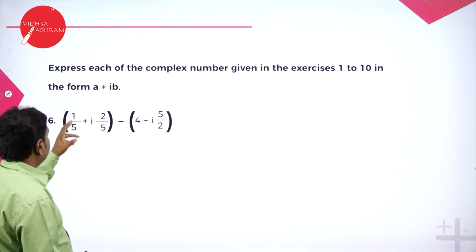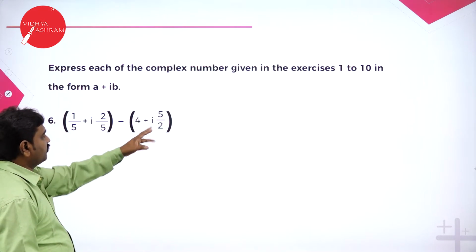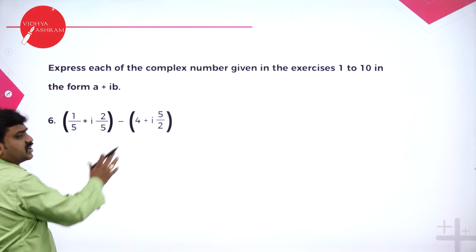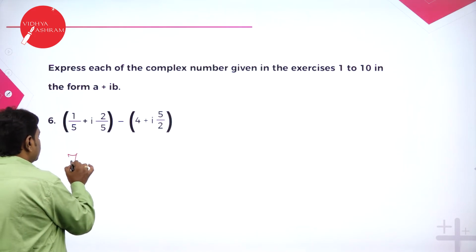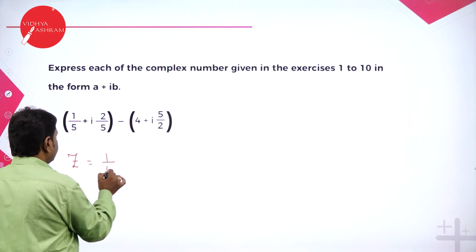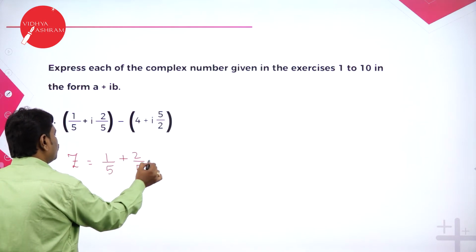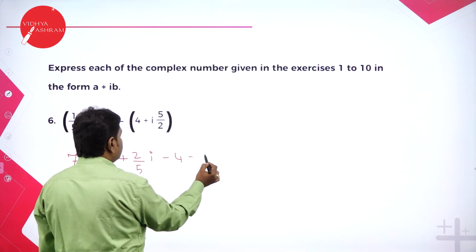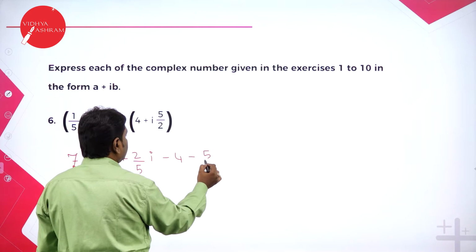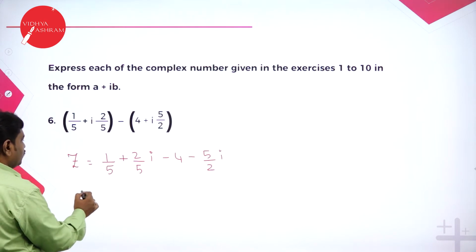Now 1 by 5 plus i times 2 by 5 minus 4 plus i by 5 by 2. So there is a subtraction symbol between two complex numbers. Simplify this. So term wise you expand. 1 by 5, I'll write it as i times 2 by 5 or 2 by 5 times i. Open the brackets, it will become minus 4. Plus into minus is minus again, and 5 by 2 i. So now simplify this.